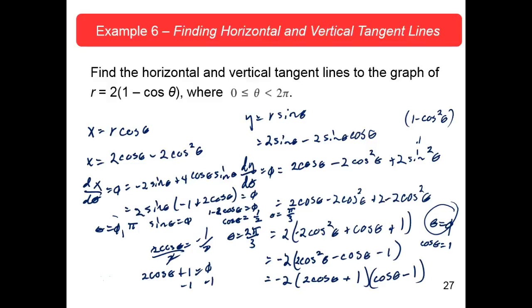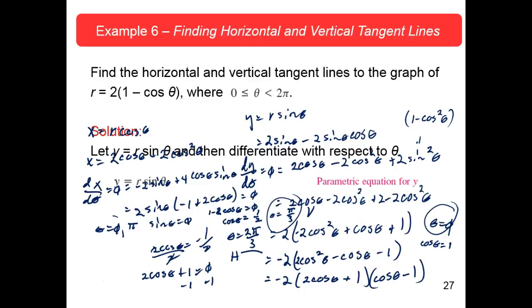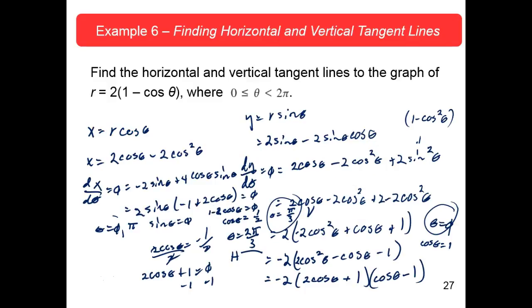Okay, so it looks like we do have a horizontal tangent when theta is equal to 2/3 pi. And we have a vertical tangent when theta is equal to 1/3 pi. So this is vertical, this is horizontal.